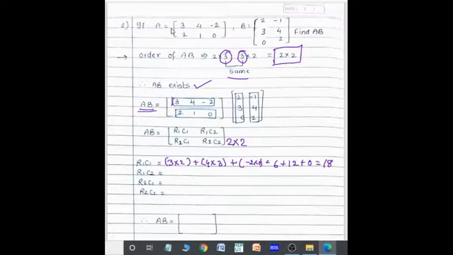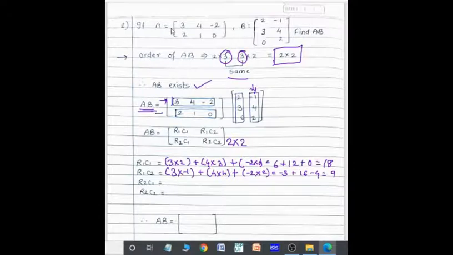Now for R1C2, again this first row and second column we are going to multiply. Write down here 3 into minus 1 plus 4 into 4 plus minus 2 into 2. Write down the answer: minus 3 plus 16 minus 4 and the answer is 9. We solve this, we get 9. And 16 minus 7 is 9.